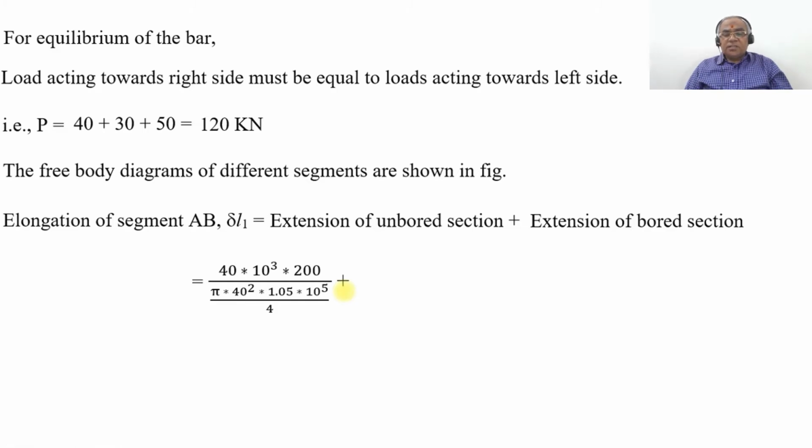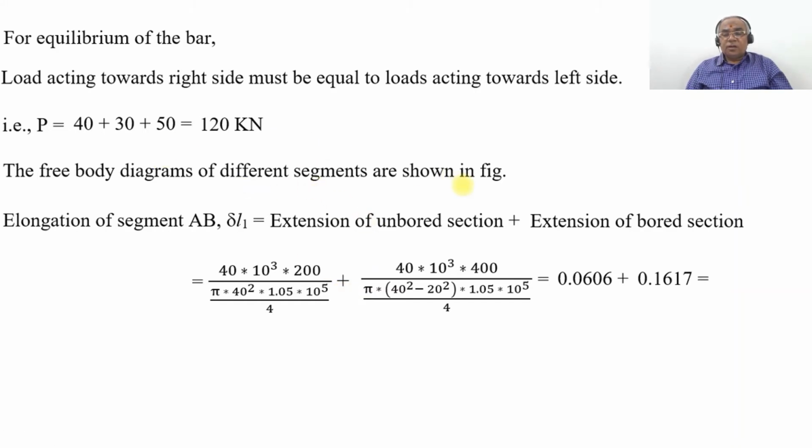Now extension of the bored section will be of a hollow bar, again 40 into 10 to the power of 3 into 400 divided by pi by 4 into 40 square minus 20 square into 1.05 into 10 to the power of 5. On simplification, you are going to get 0.606 for the first case, unbored section, plus the bored section, you are going to get 0.1617. So adding these two together, we get the elongation of the segment AB, delta L1, which is 0.2223 mm.